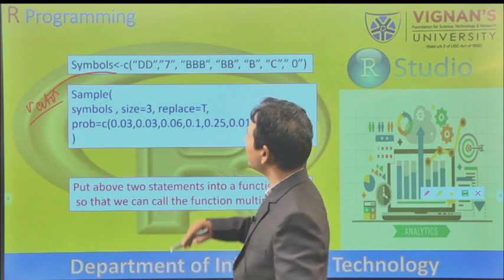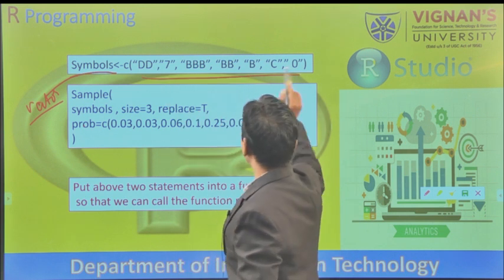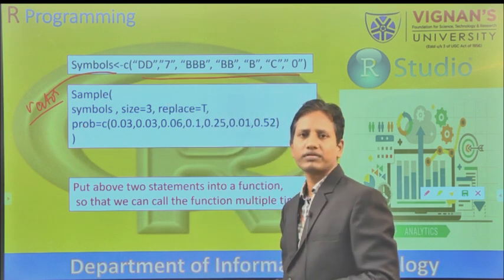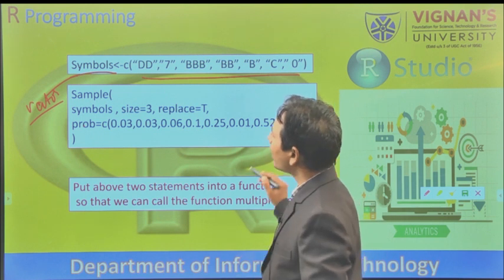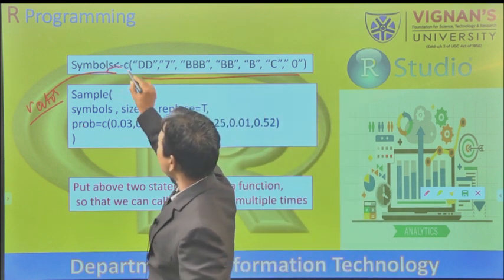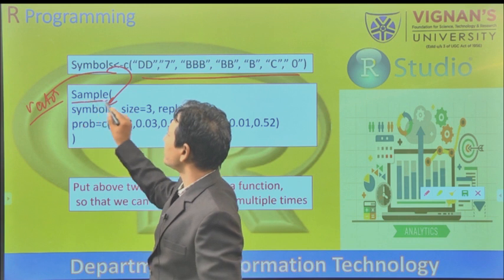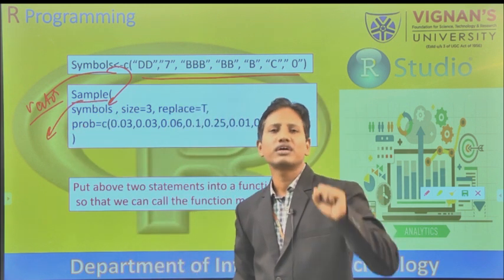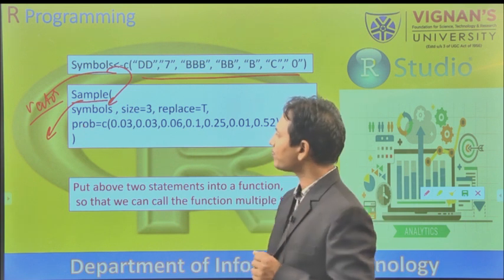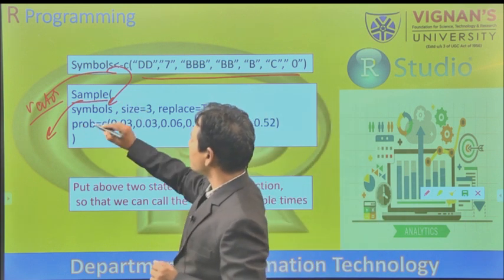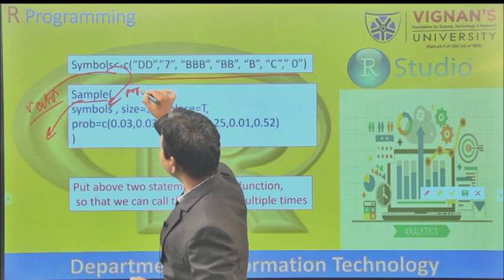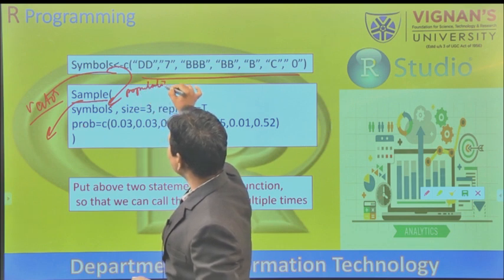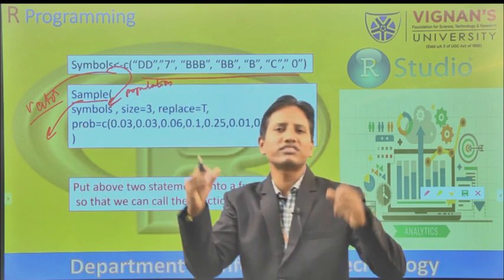How we have created with these 7 symbols, I have created the vector. Okay, and what I have done, these symbols I have passed to the sample function, as sample is a function which is used to generate the random values. So I passed the symbols. This is my population, that is the total set.